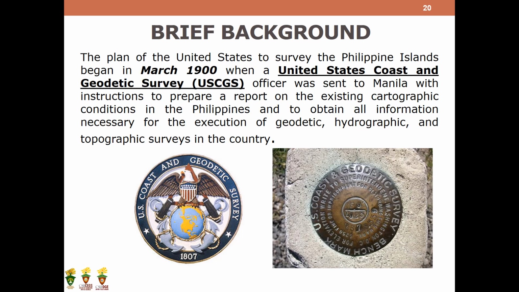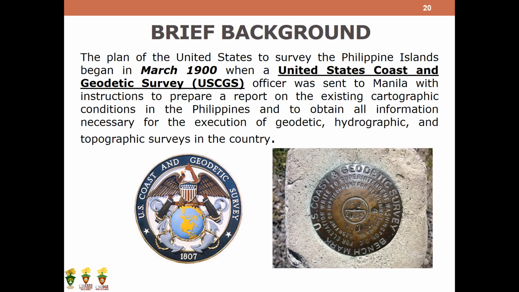So the USCGS conducted a survey establishing geodetic control networks in the Philippine Islands that began in March 1900. An officer was sent to Manila with instructions to prepare a report of the existing cartographic conditions in the Philippines and to obtain all the information necessary for the execution of geodetic, hydrographic, and topographic surveys in the country.